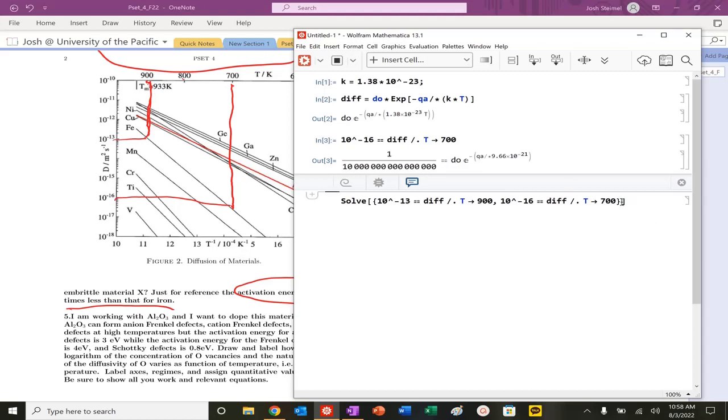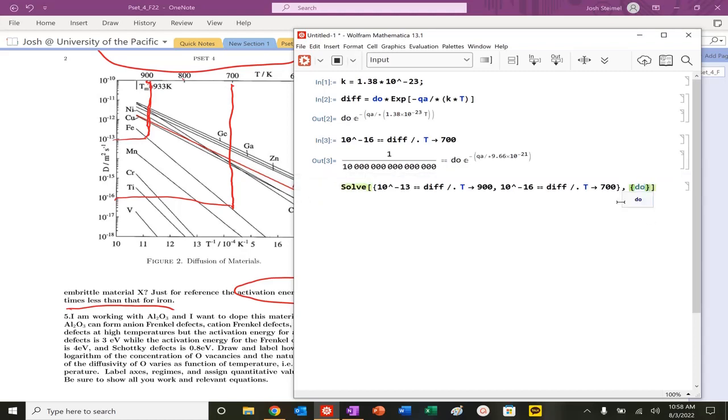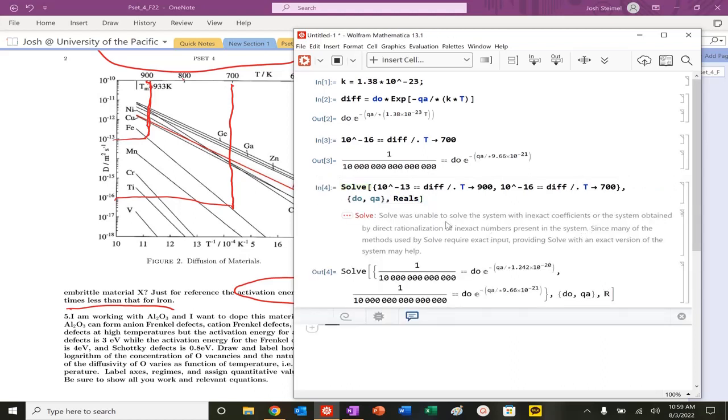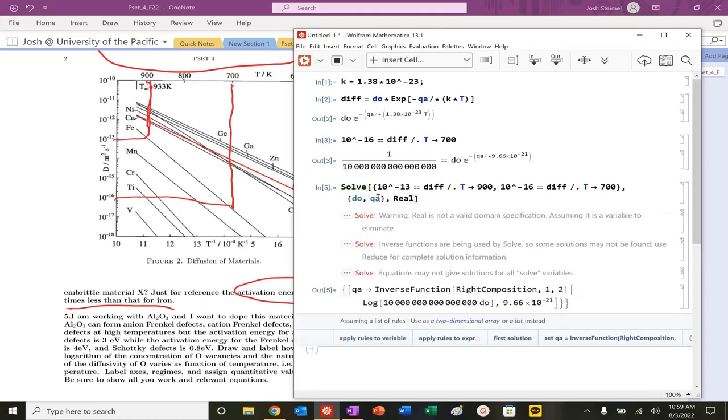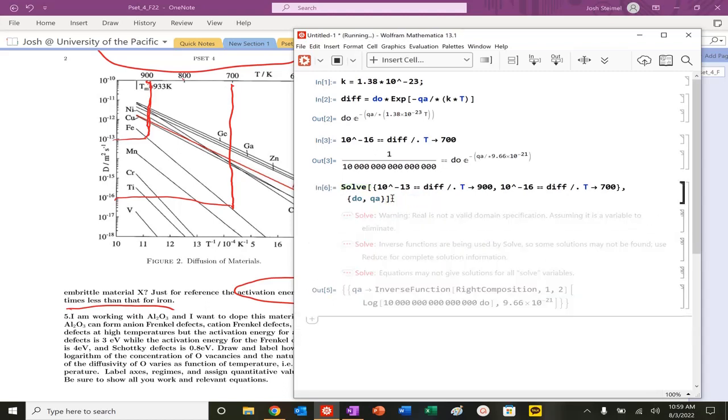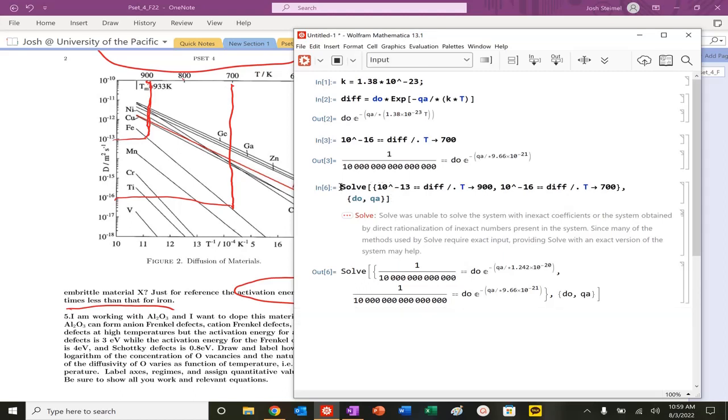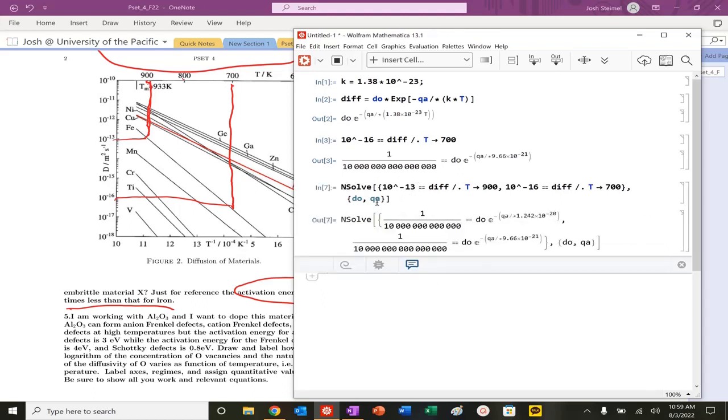And then I'm going to solve for my two unknowns, basically d naught and qa, and I want the real solution. Let's see if it solves. Numerically solve for Q and the real solution.